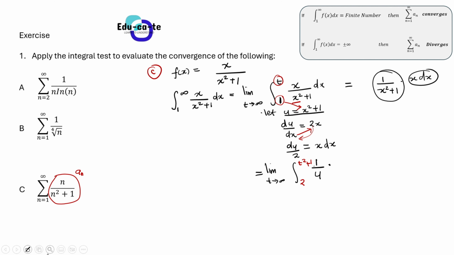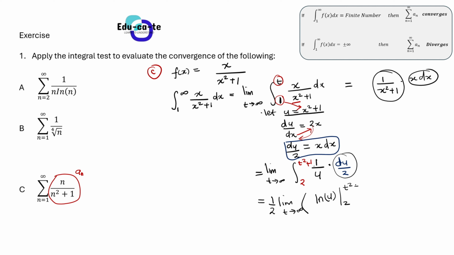The x dx that we have evaluated there, we say that it is equal to du over 2. So x dx will be equal to du over 2. And then you take out the 1 over 2 because it's a constant. It remains the same. So 1 over 2, limit as t approaches infinity. 1 over u, when you integrate it, is going to give you ln u. So ln of u, and then you are integrating from 2 to t squared plus 1.